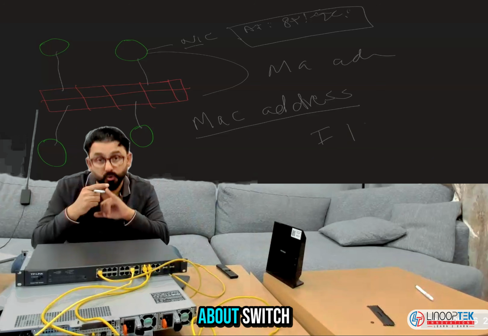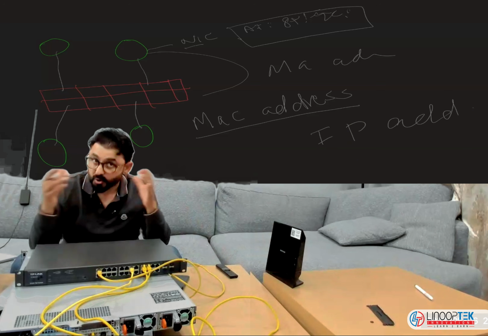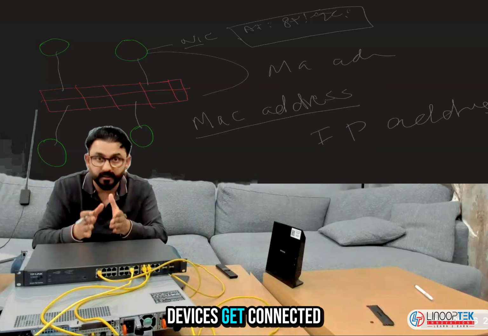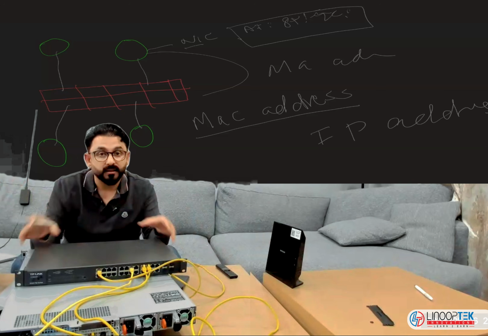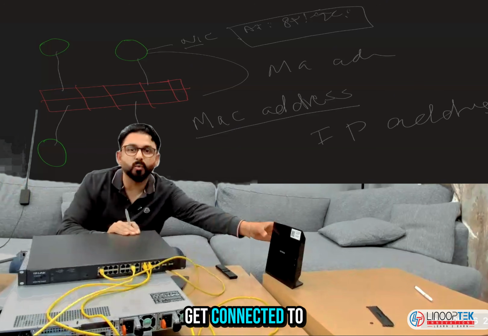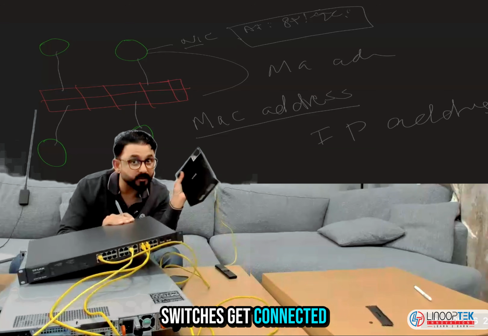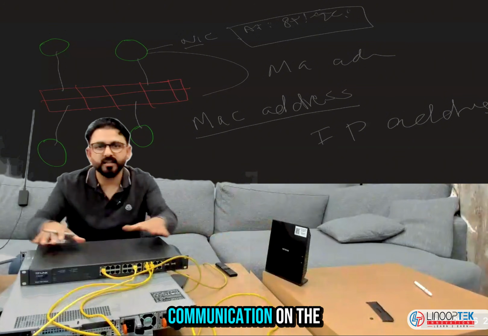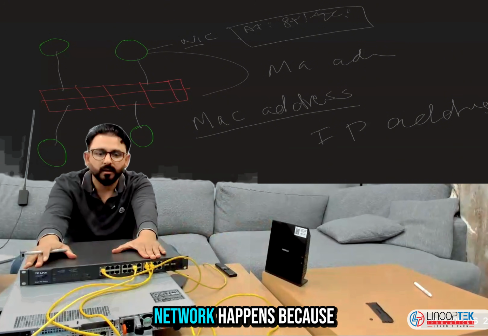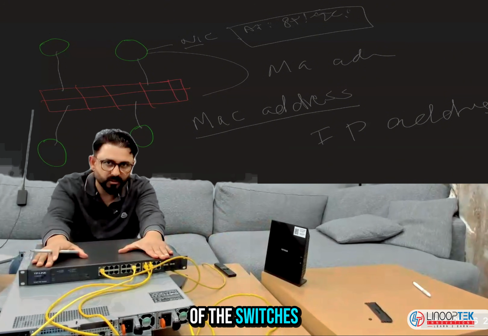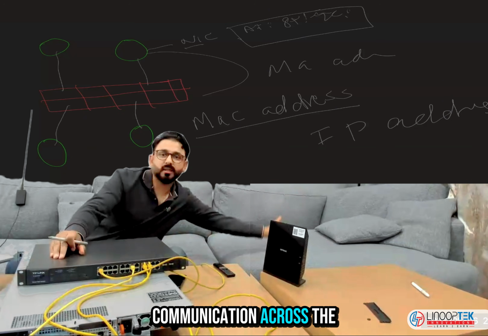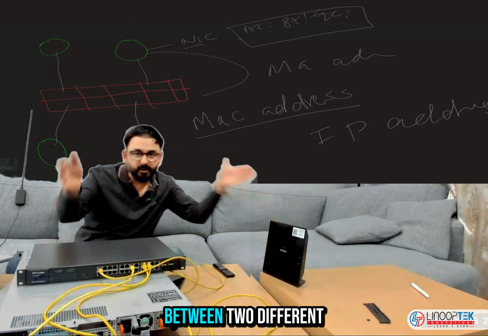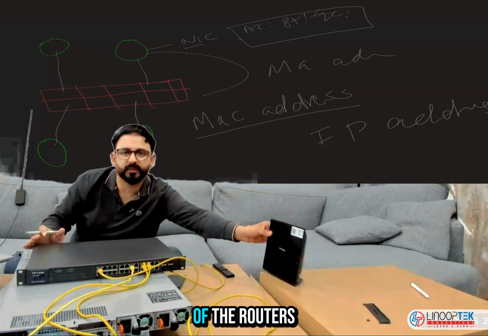So we learned about the switch. All the devices get connected to the switch. The switches get connected to routers. Communication within a network happens because of the switches. Communication across networks, between two different networks, happens because of the routers.